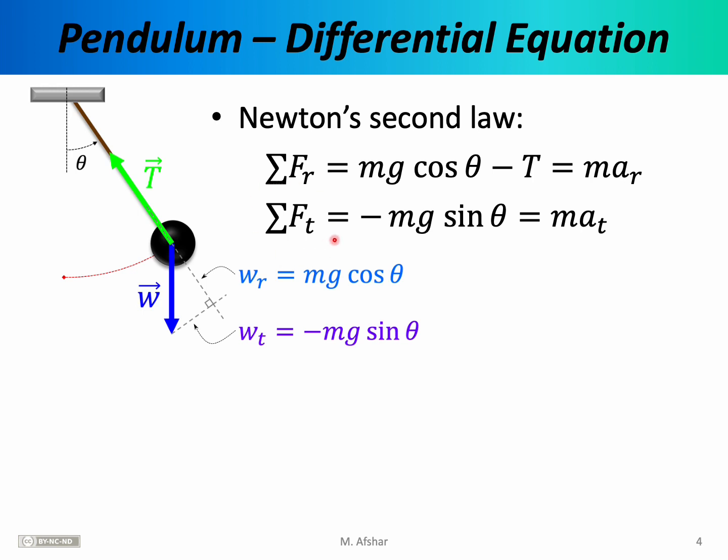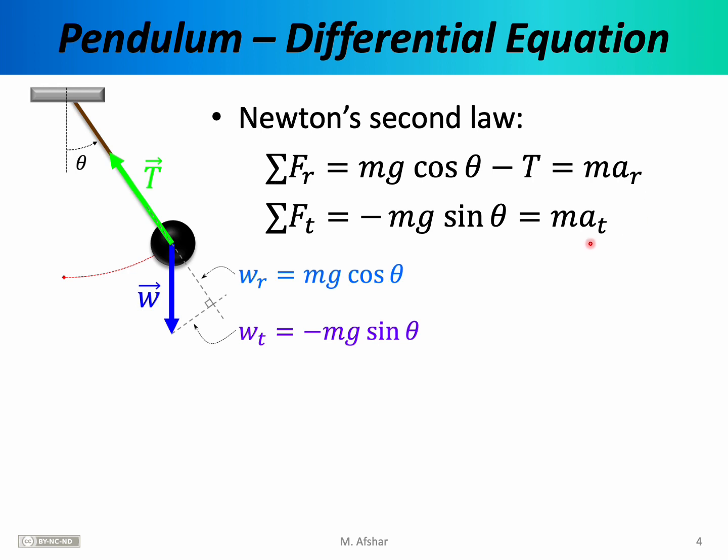The net force in the tangential direction is simply the tangential component of weight, which is minus mg sine theta. Tension force does not have a tangential component. We can say that's 0. and that net force must equal mass times acceleration in the tangential direction.